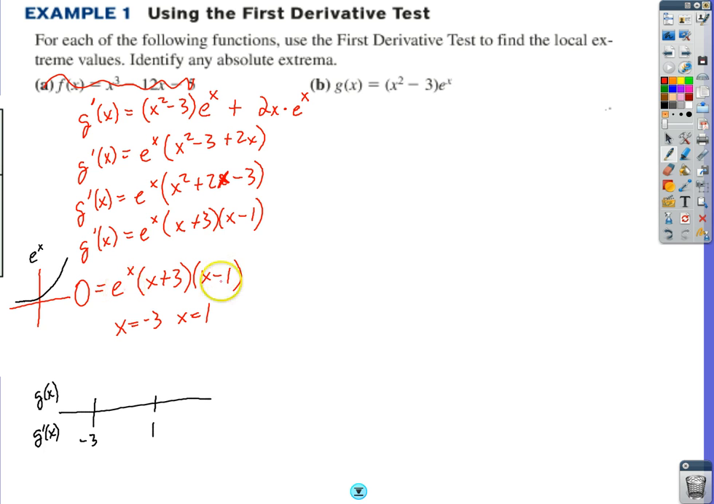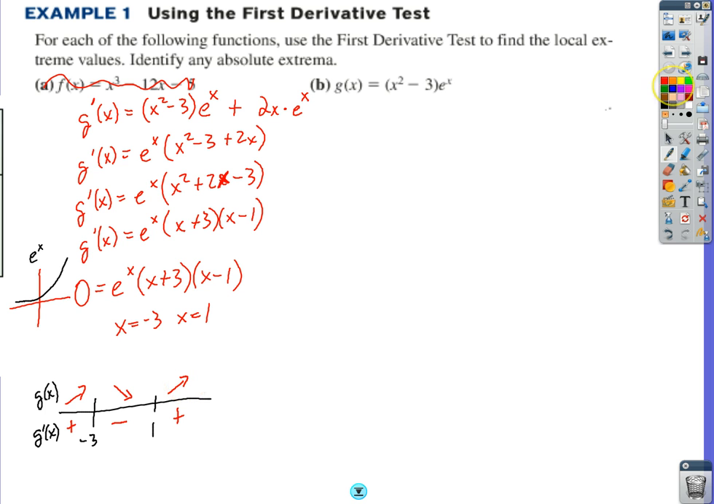Positive times negative is a negative, which means g of x is decreasing. Between -3 and 1, I'm going to choose 0. When I put 0 in here, it's going to be 1, so it's positive. Positive, negative. So positive times negative is negative, which means I'm decreasing. And then for g prime, I put in 1,000 into g prime. Okay, the 1,000 is going to be positive, positive, positive, positive, which means I'm increasing.